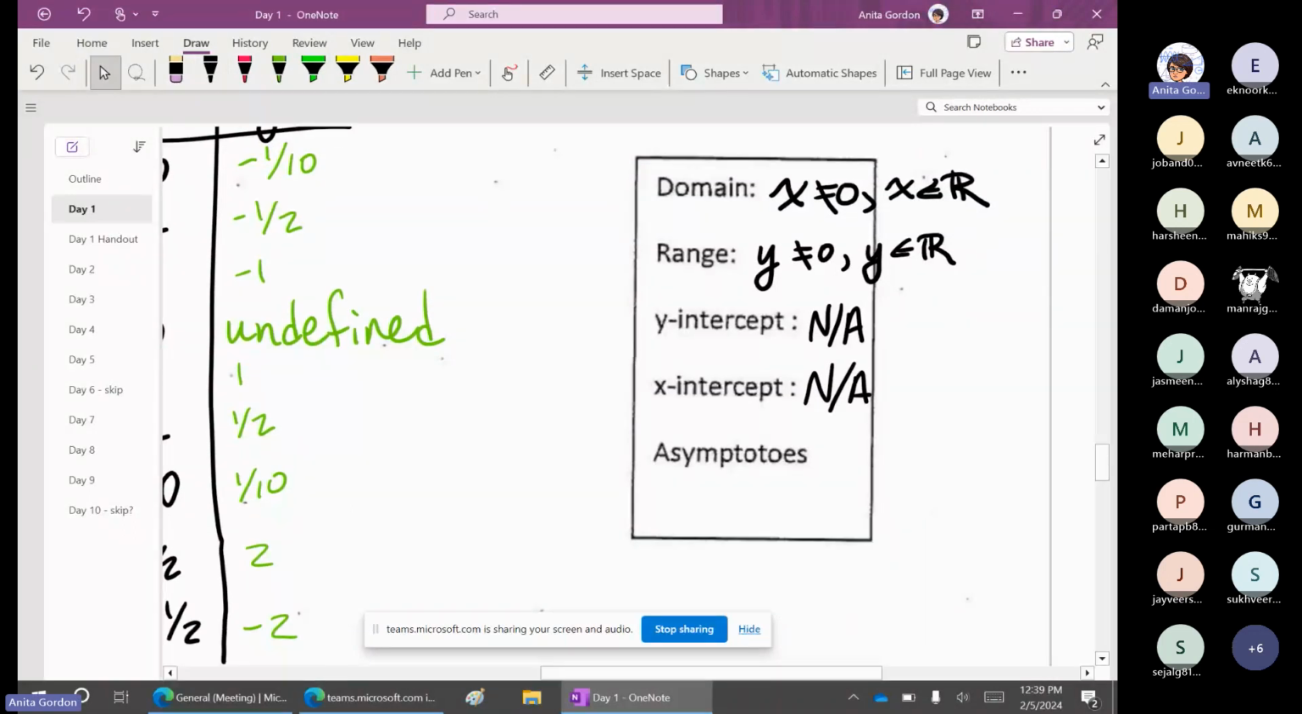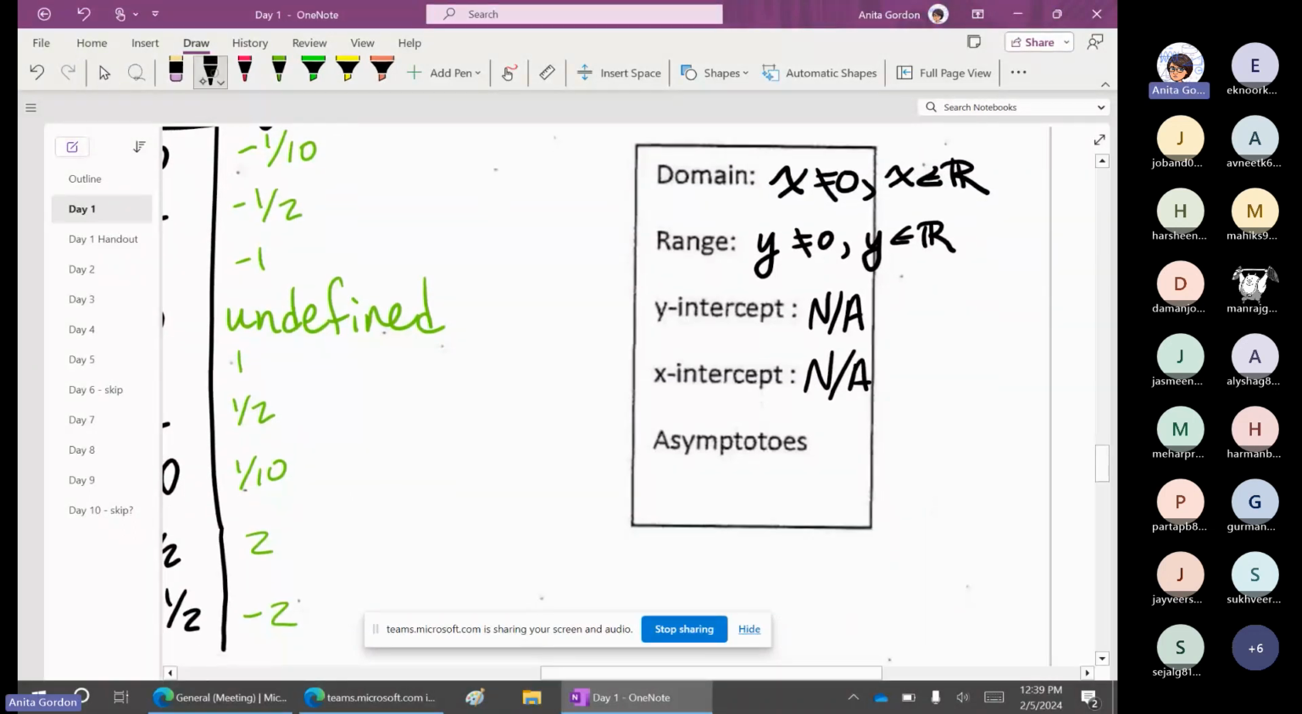My asymptotes, spelled wrong because I think that's not supposed to be there. That's all right. So I have a vertical asymptote, x cannot be 0, and I have a horizontal asymptote, y cannot be 0. Yes, sir. Could you go back to the graph? Absolutely.